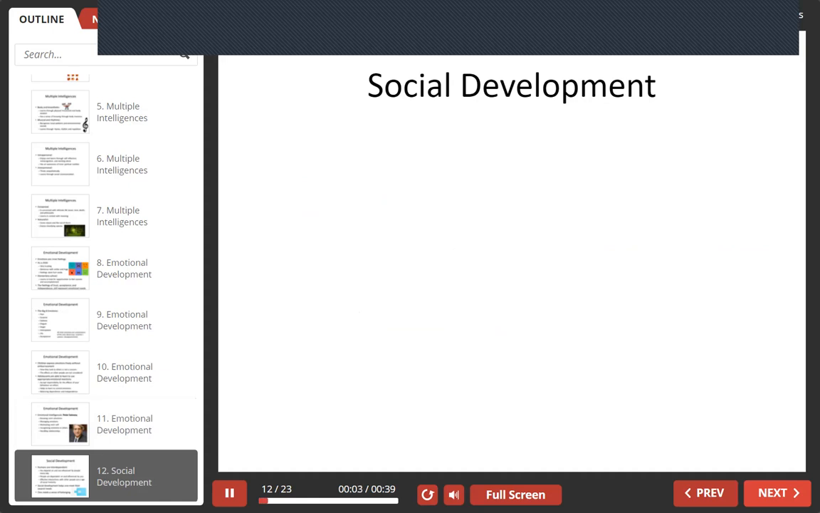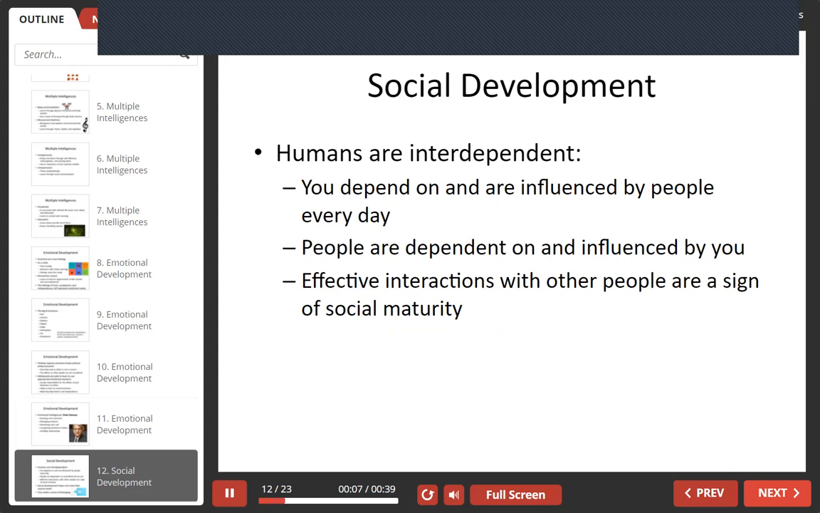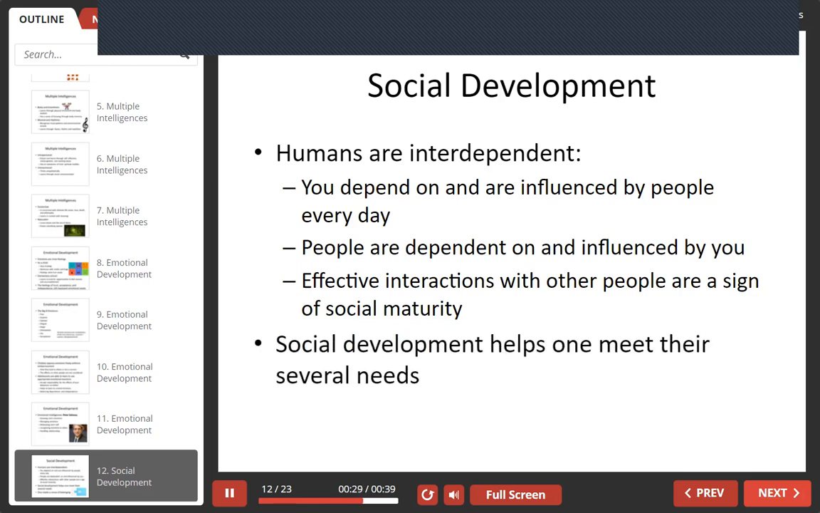So now we're going to be looking at social development. Humans are interdependent. This means that you depend on and are influenced by people every day. Whether we like it or not, we have influences. And people are dependent on and influenced by you. So it goes both ways. Effective interactions with other people are a sign of social maturity, of course. And social development helps one meet their several needs. One needs a sense of belonging, especially as an adolescent.